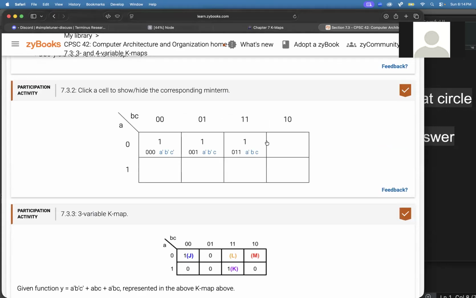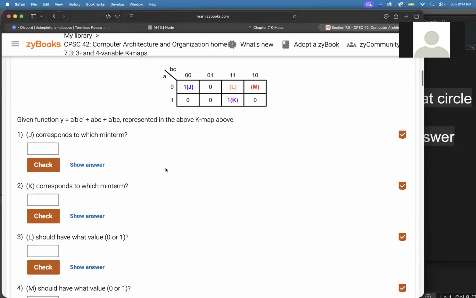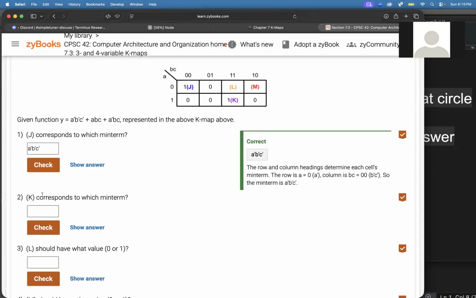So you can see which term is what there. You can double check these for yourself. J here is 0, 0, 0. That's not A, not B, not C. K, what's K? K is here. So that's 1, 1, 1. That's ABC. Every term up here corresponds to one thing here. So L, what's L? L is here. This is 0, 1, 1.